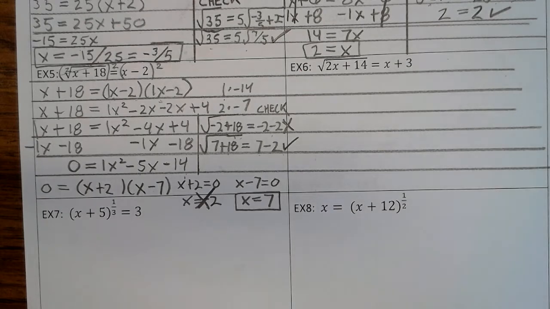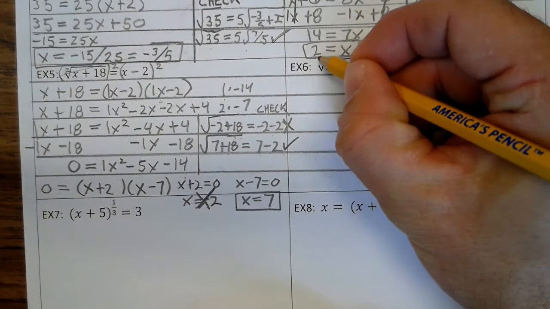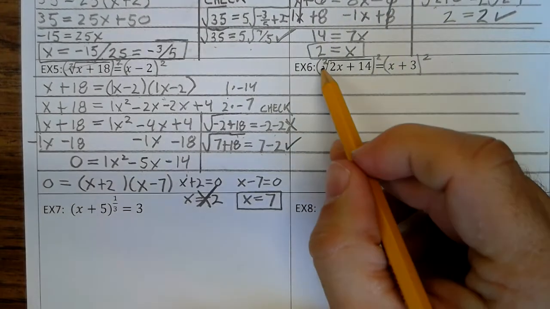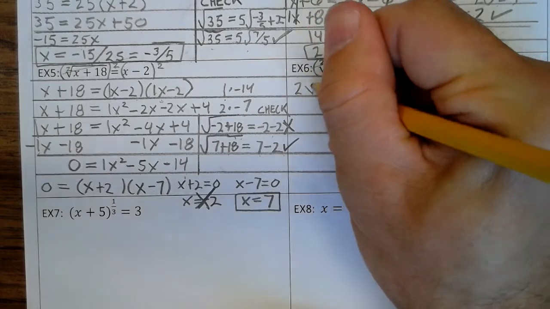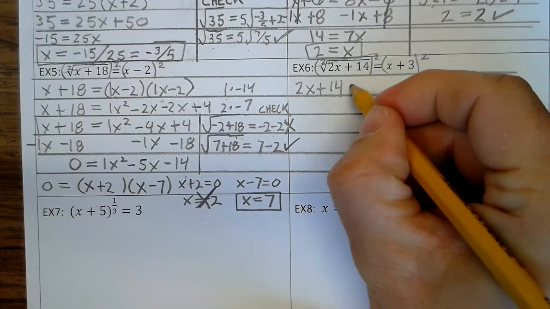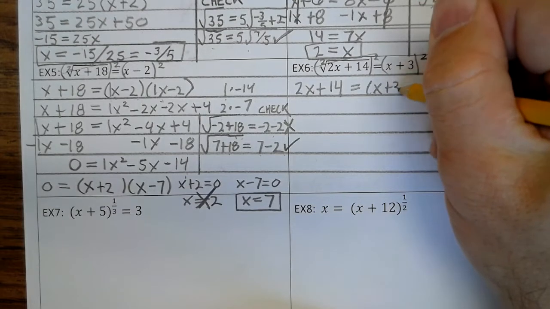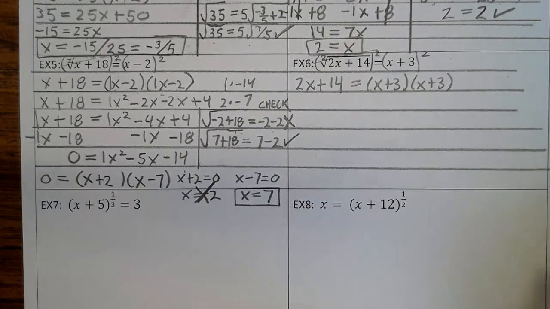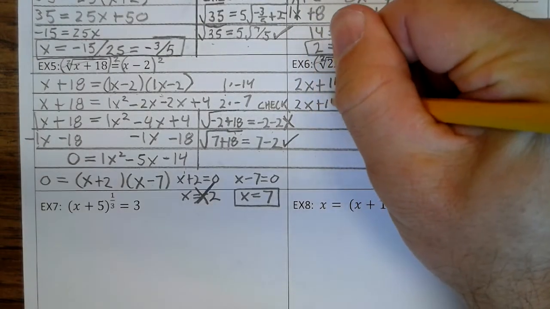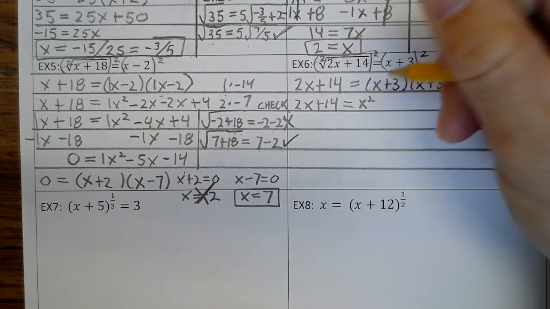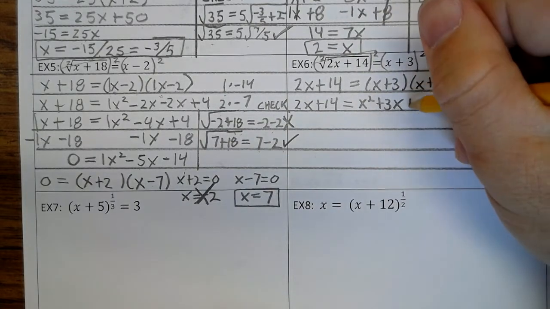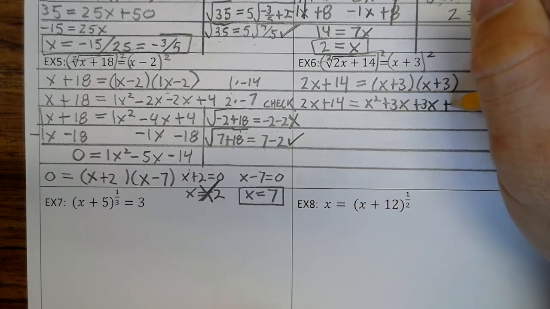We've isolated a radical. This done. Step 2, raise both sides of the equation to the power equal to the index of the radical. So the index is 2, so we're going to raise both sides by 2. So this becomes the power of 1, so you get 2x plus 14 equals x plus 3 times x plus 3. Okay, so then that's 2x plus 14 equals x times x is x squared. X times 3 is 3x. 3 times x is 3x. And 3 times 3 is 9.